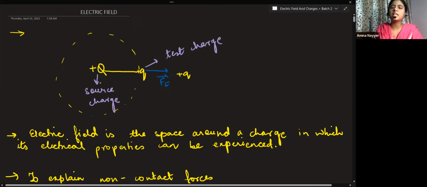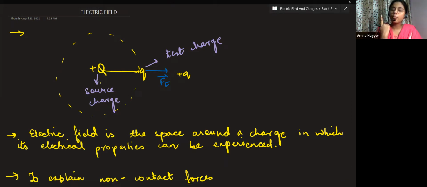And this source charge is kept stationary. So electric field is a property of a single charge. Even if you have a single charge, that will have its own electric field. If you have two charges, both of them will have their own electric field. If a single charge is kept, it will have its own electric field.